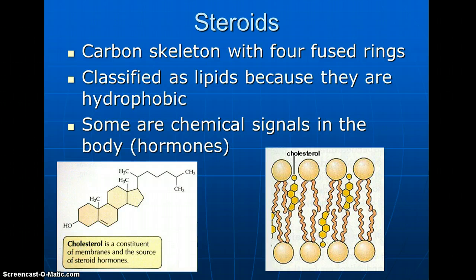A final type of lipid are waxes. And waxes, if you think of a plant material, they form that wax on the outside of their leaves to help hold in water. That is a final example of lipids.